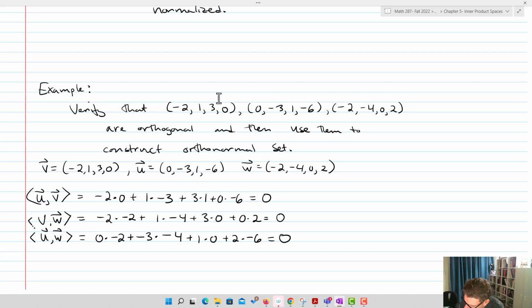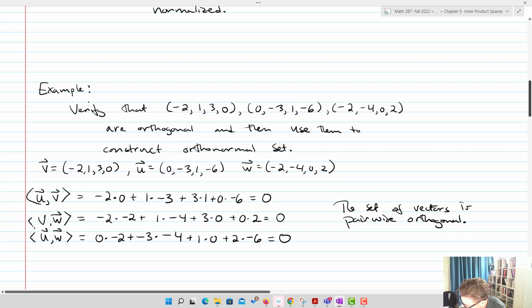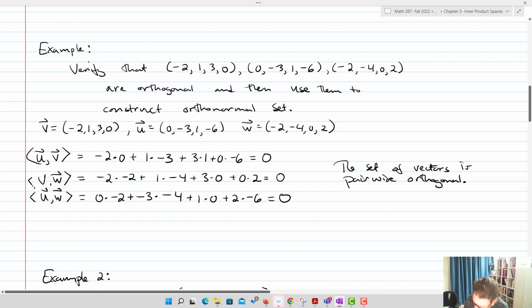So in this case, what we see is the set of vectors is pairwise orthogonal. So we have the first requirement there because we've got them being pairwise orthogonal. Now what we need to do is go in and actually normalize them.